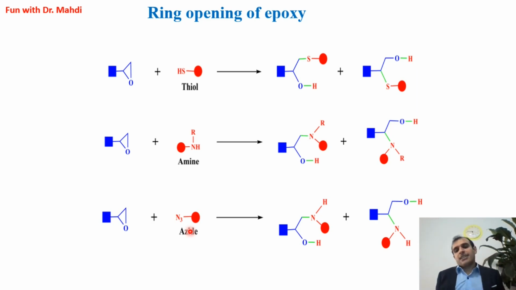Staudinger reaction means azide in the presence of phosphine can turn into amine, and now we have an amine, something like this. After that, again, we need to use a catalyst. For example, we need to use bismuth, and then we will have ring opening.